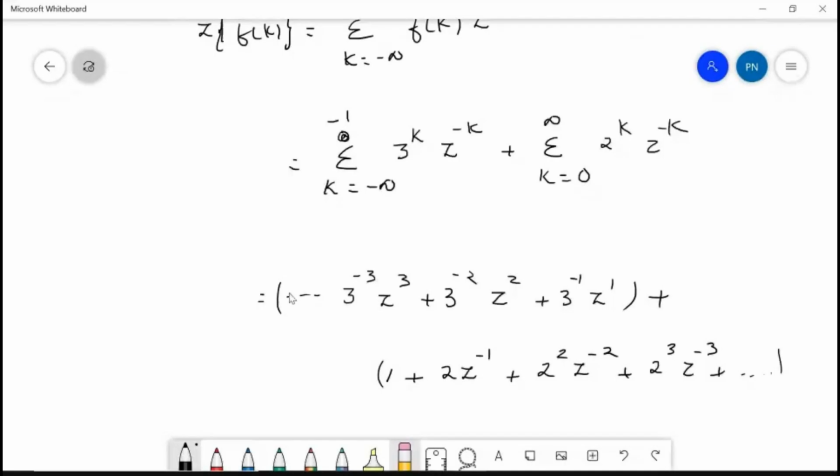Then we have plus, starting with 3 raised to minus 3. When k takes the value minus 3, I've written 3 raised to minus 3, z raised to minus of minus 3. That is why we get z cube. Then k takes the value minus 2, then minus 1. In the second interval, the second function, k takes the values 0, 1, 2, and 3.